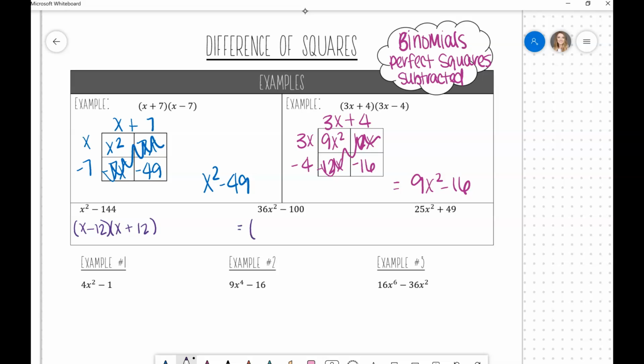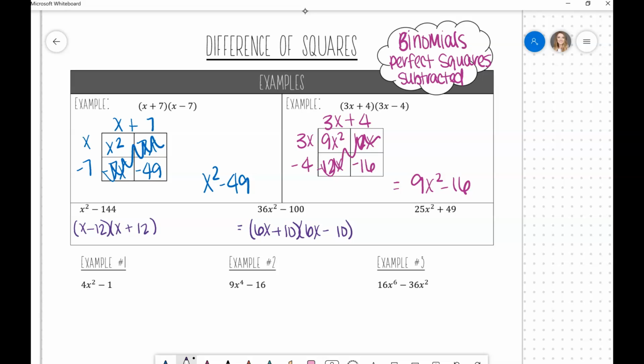Next example, the square root of 36x squared is 6x. So each term will start with a 6x. The square root of 100 is 10. One positive, one negative. Note that this isn't factored completely because we could actually pull a 2 out of each term. However, it's okay if you don't factor the coefficients all the way as long as the variables are factored all the way. So that one we'd call good.